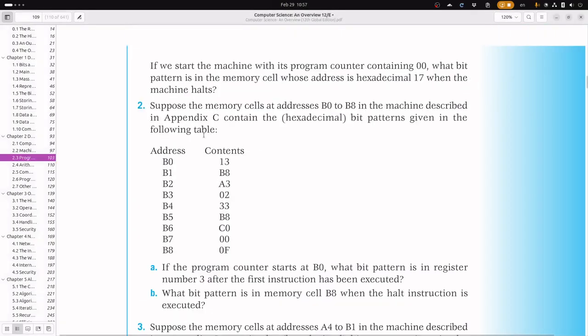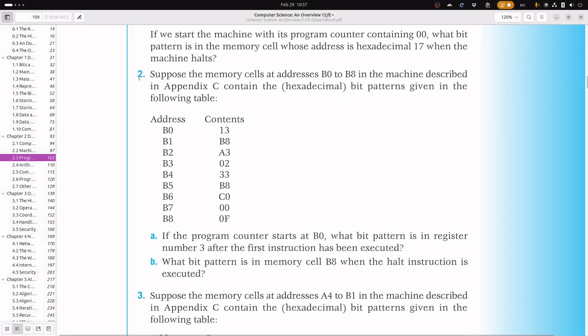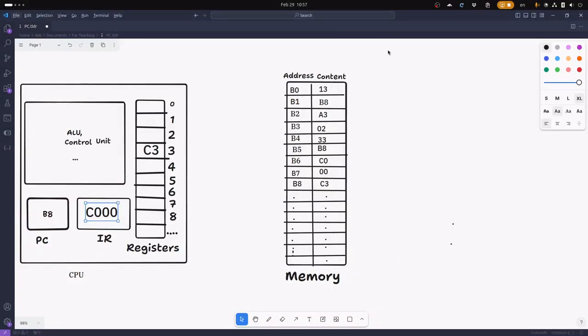So let's see one thing here. Actually, I was solving this small little problem. It said that the program counter starts at B0. So our program counter starts at B0, right? In the first question it said, what bit pattern is in register number 3 after the first instruction has been executed? And what is the first instruction? Since we are starting our program counter at B0, the first instruction was 13B8. I hope you can remember, right?